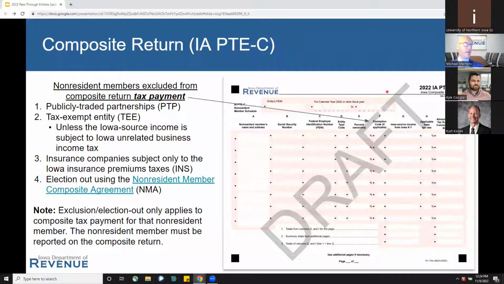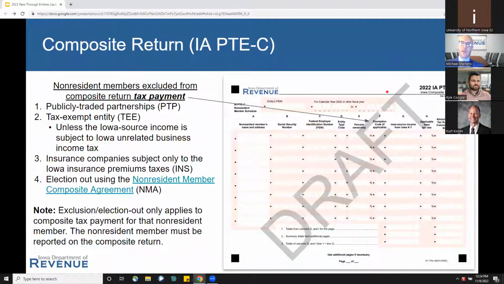Each non-resident member composite agreement is only applicable for one tax year. So if you have non-resident members who elect out of that composite return tax payment in 2022 and they desire to do the same thing next year in 2023, if they are still non-resident members, that non-resident member must execute another non-resident member composite agreement for that tax year.